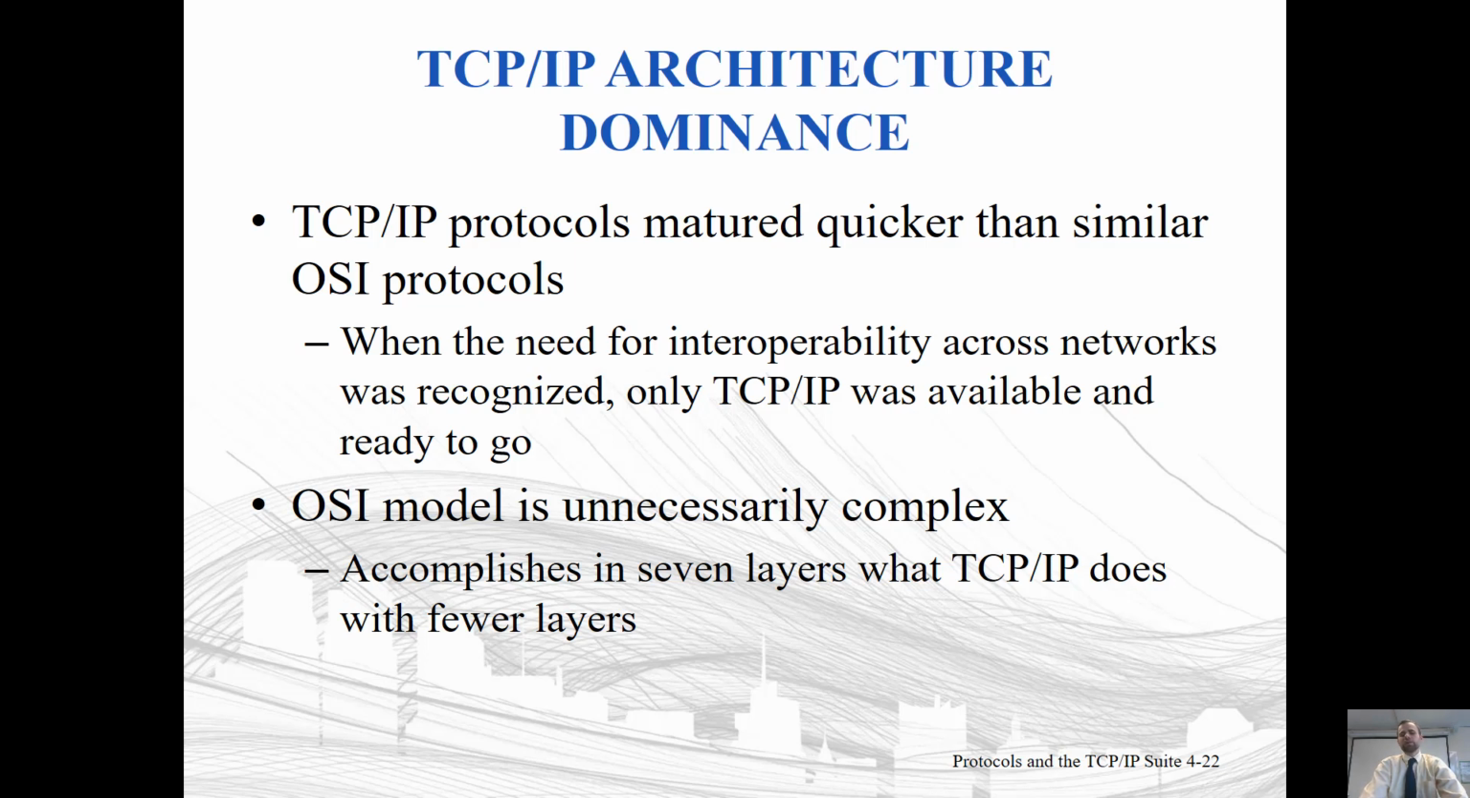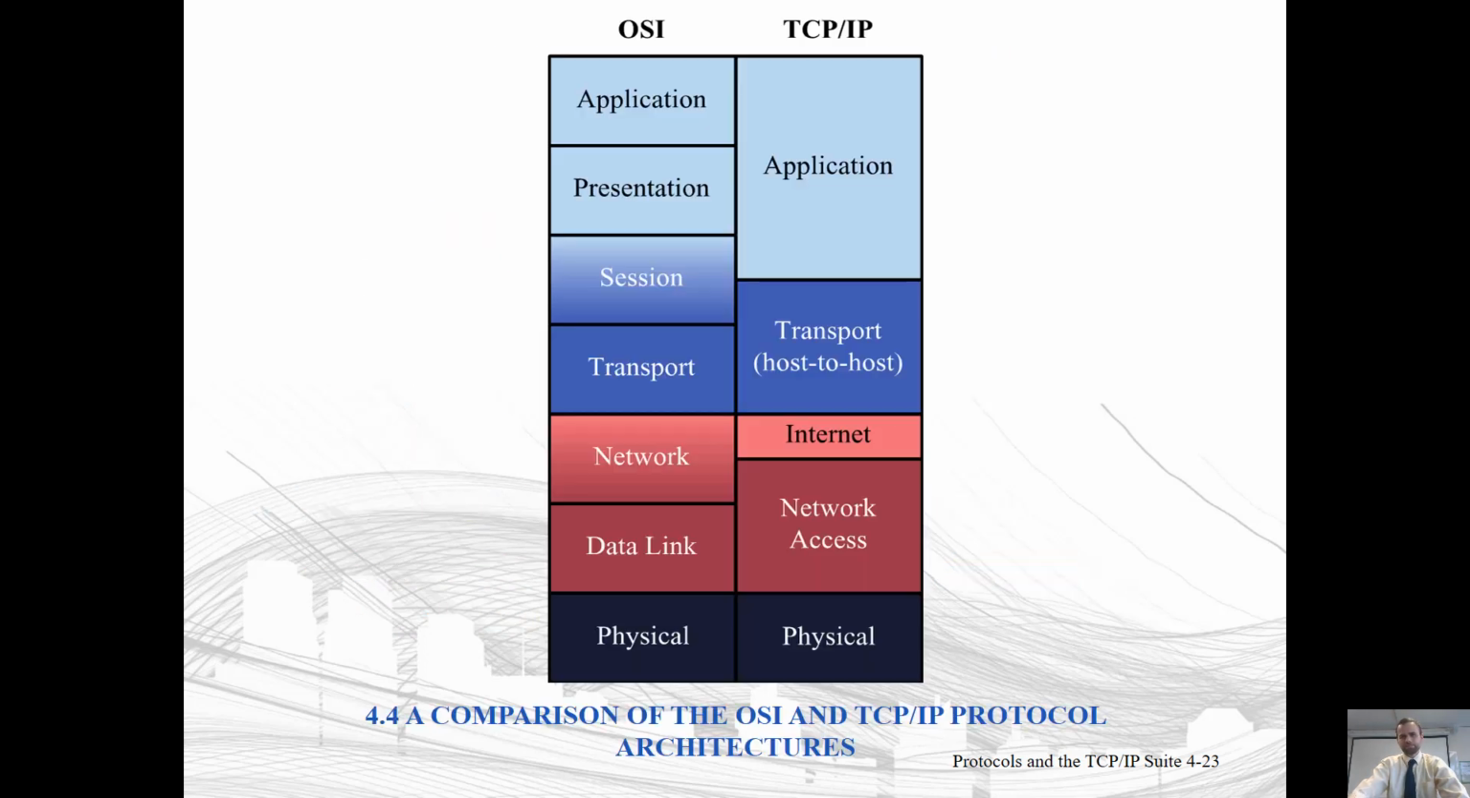The OSI model is recognized by the community as being unnecessarily complex, and even though it provides a nice breakdown of all the layers and goes into great detail as to what they comprise, it's looked at as being inefficient because it uses 7 layers to accomplish what TCP/IP accomplishes in 5 layers. So just realize that TCP/IP is the recognized dominant architecture.